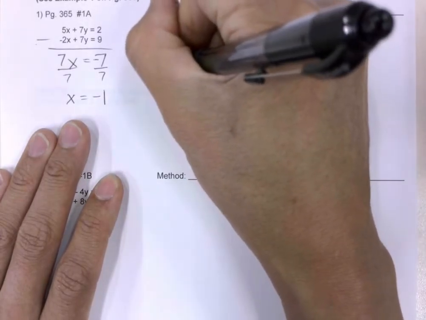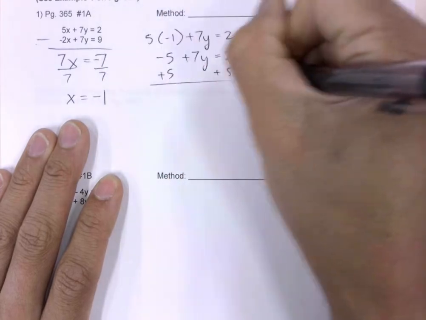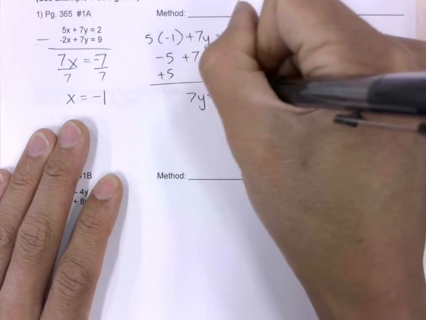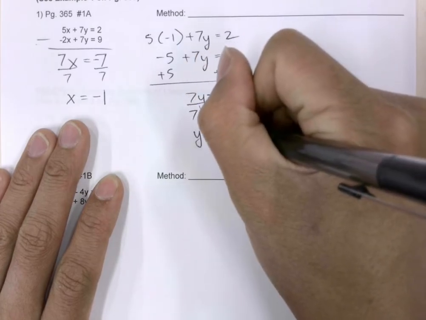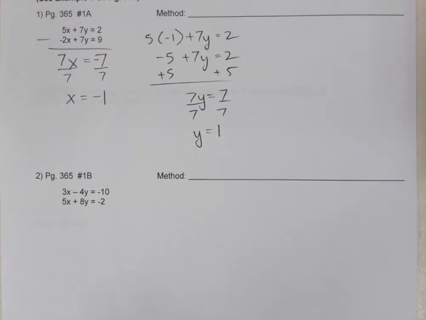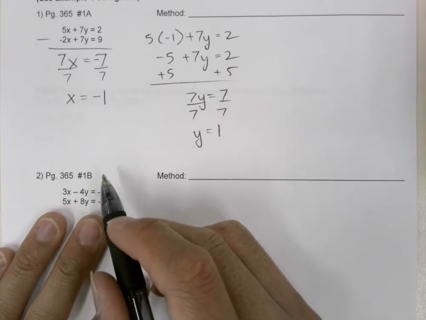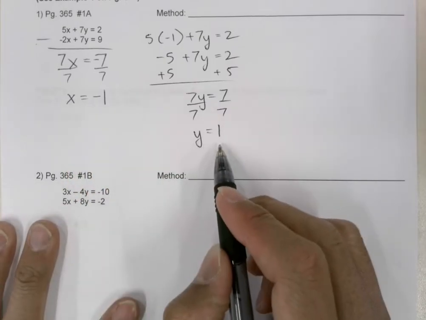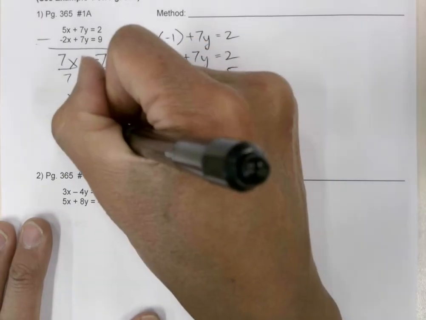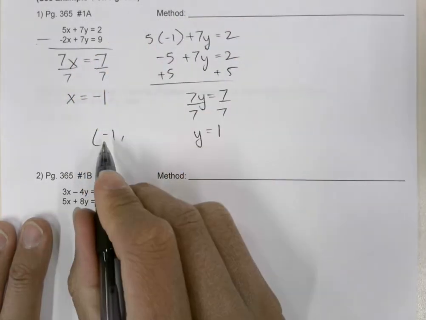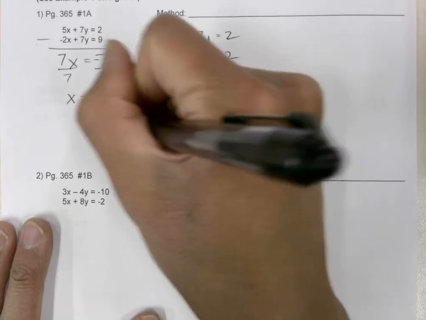And then we'll do 5 times negative 1 is negative 5 plus 7y is equal to 2. We're going to add 5 to both sides of the equal sign. We'll get 7y is equal to 7. Divide by the coefficient in front of the y, and we get y is equal to 1. Alright, so we've found our x and our y. Now our last step is to write our solution as an ordered pair of x comma y. So negative 1 comma 1 in parentheses.